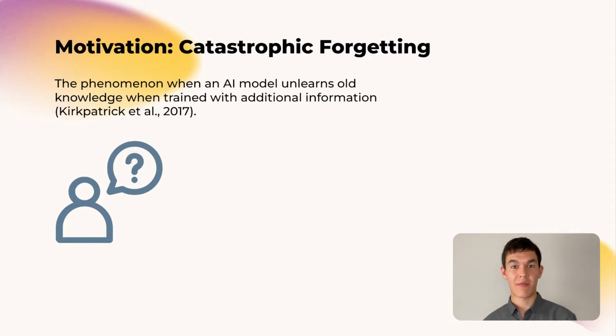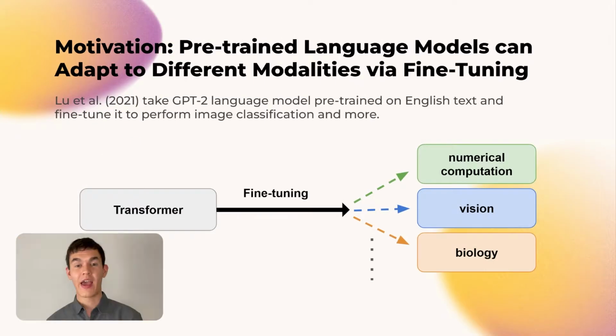This is when an AI model unlearns information when it encounters and trains on new information. And recent work, such as Liu et al., shows that you can take a GPT-2 language model pre-trained on English text and then fine-tune it to do various other tasks in various other modalities, such as numerical computation, vision, which is image classification, and biology, such as protein folding.